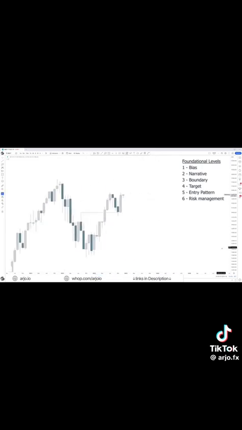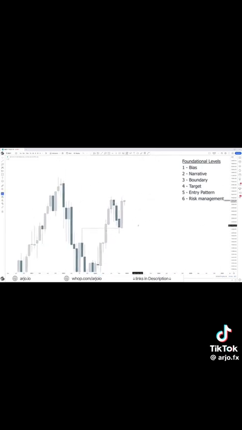Of course, it wouldn't be me if I didn't incorporate another live example right here, where we have this bias. We're coming into that discount array in the overlapping fair value gap as well. We can continue higher off of that. So right here, we have this high as a potential draw on liquidity. Now, how can we capitalize on that? So we focus on now the narrative. We have the draw on liquidity, that premium array. The narrative, how are we going to deliver there?